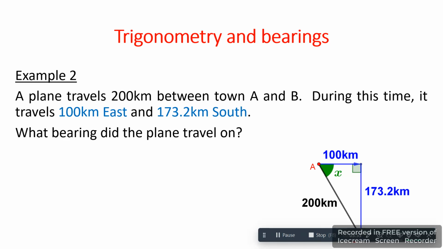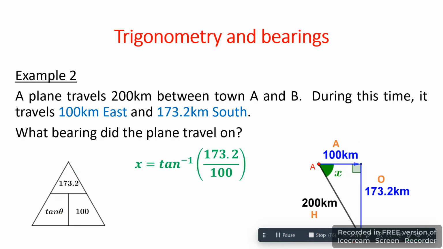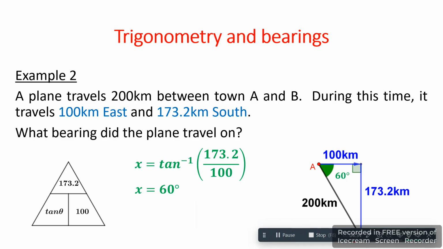We've actually got all three sides, so you could use any of the ratios, but I'm going to choose to use the ratio of O and A, and therefore I'm going to use the tan ratio, and we know the opposite's 173.2, and we know the adjacent's 100, and because we're finding an angle, we're going to go tan minus 1, the inverse of tan of 173.2 divided by 100, and we're going to get an angle which, look at that, 59.999, I'm going to round it to 60 degrees. So we've now figured out that this angle x here in the diagram is 60 degrees.